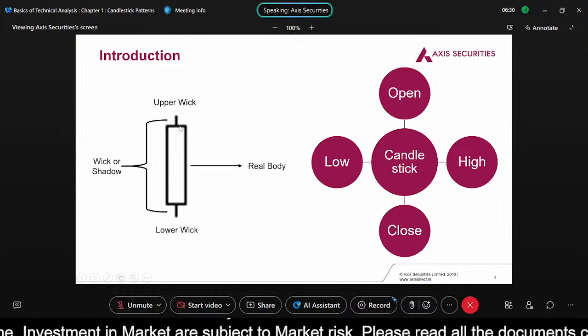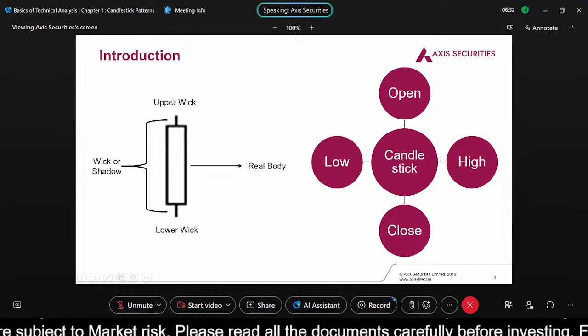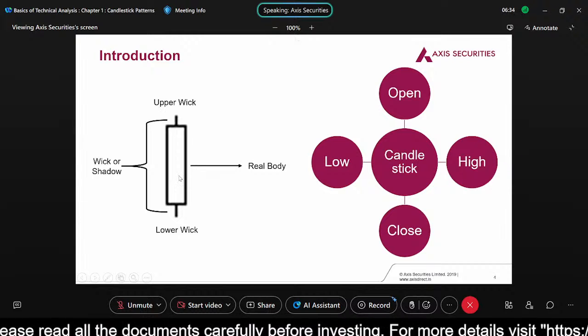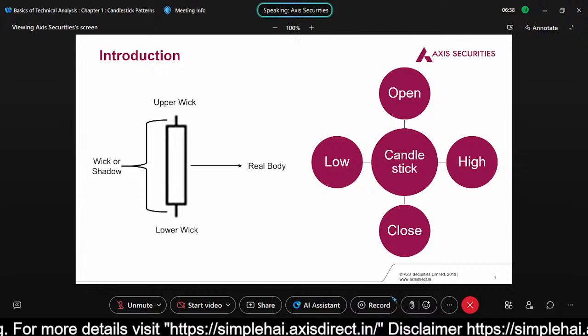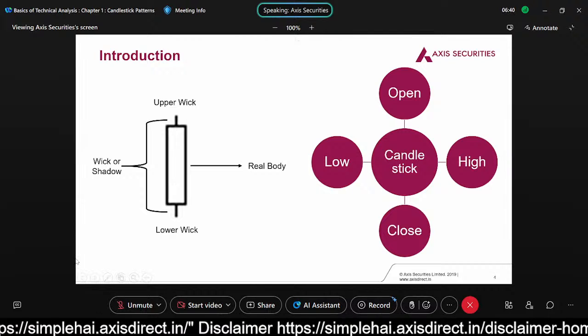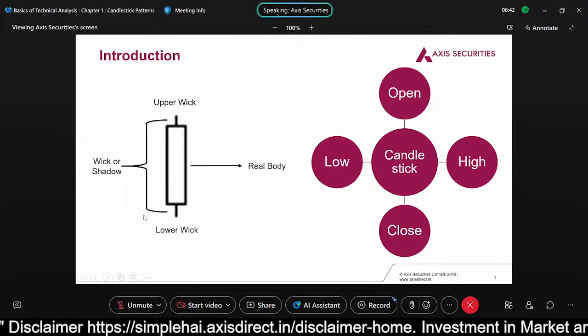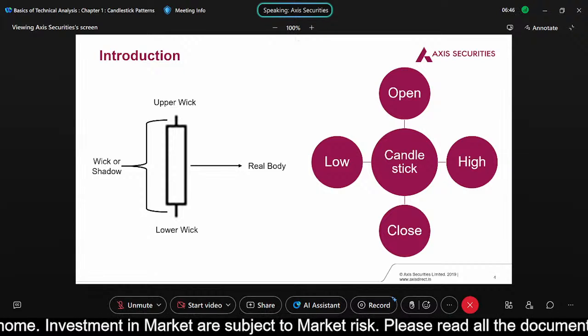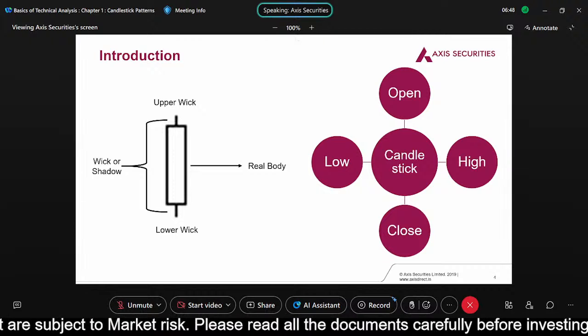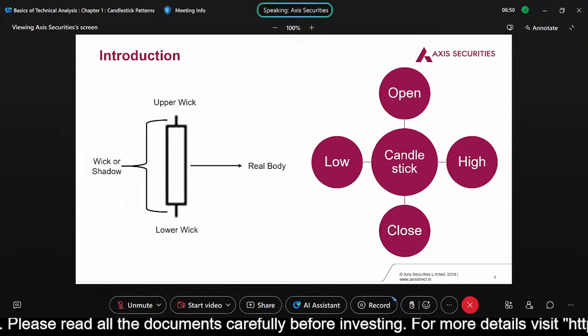यहाँ पर the only difference is the upper wick indicates the high of the day, or the particular period for which the candle is plotted, and the lower wick actually indicates the low of the session or the low of the period for which the candle is plotted. So candle की जब भी हम लोग बात करते हैं, candlestick की जब भी हम लोग बात करते हैं, there are 4 data points that are plotted.